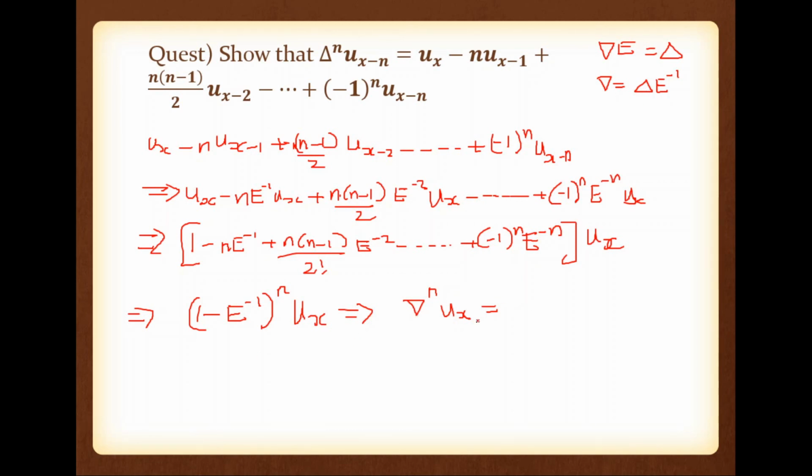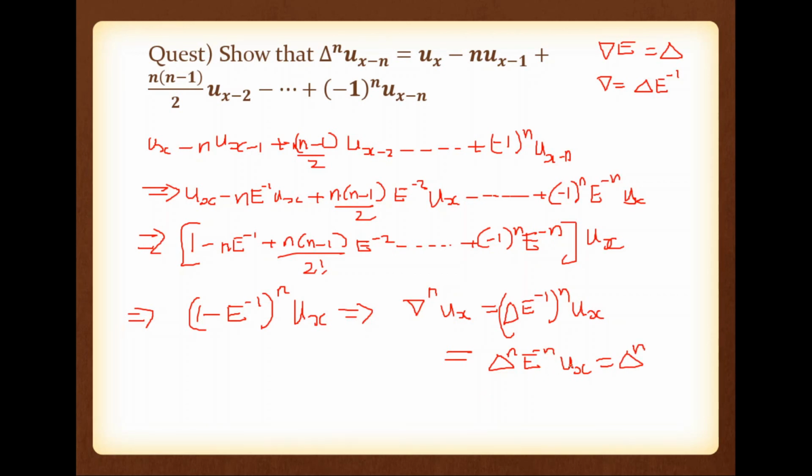So here what we can write? We can replace del with delta e raised to minus 1. We can write, replacing del with delta e raised to minus 1, all raised to n u of x, equal to delta raised to n. Now what about e raised to minus 1 raised to n? e raised to minus n u of x.